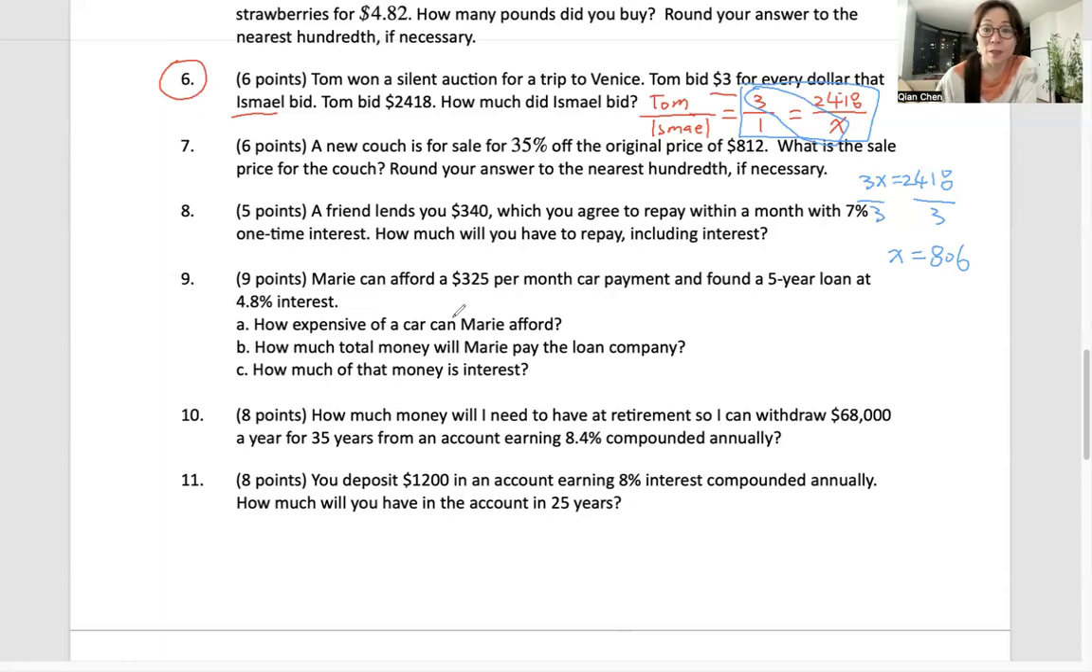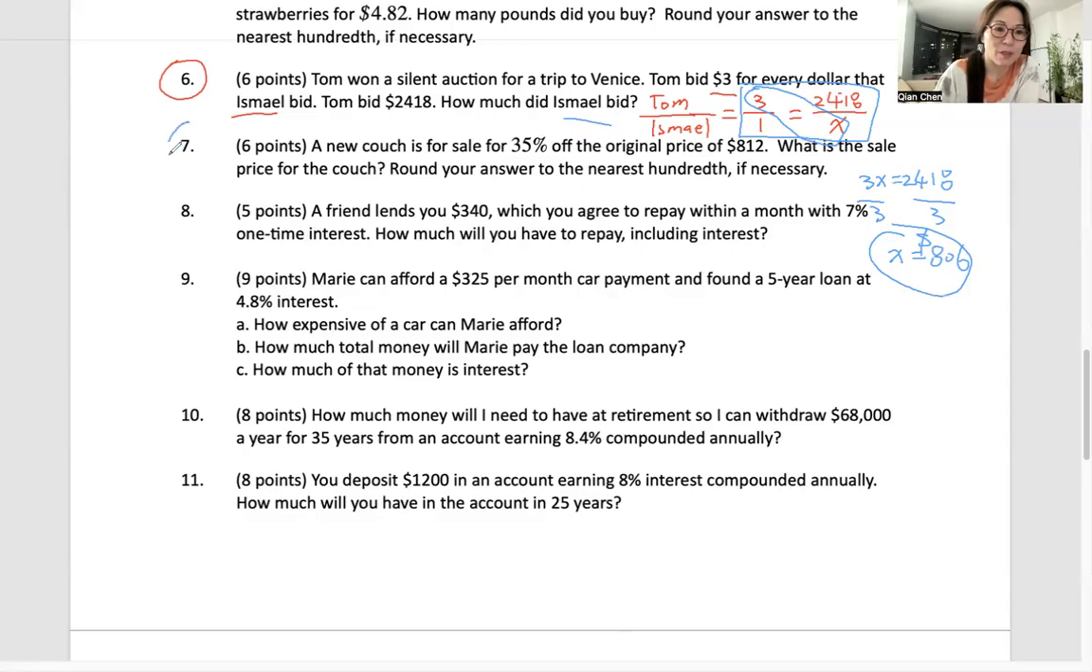So for 6, the answer is $806. So when Tom bid 2,418, Ishmael bid 806 because the rate is a 3 to 1 ratio. Okay, that's 6.